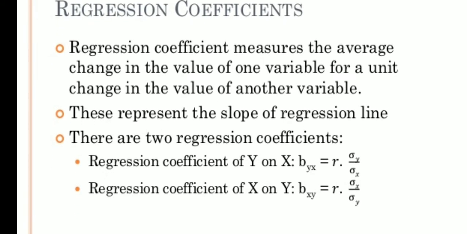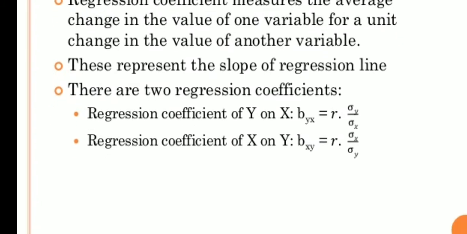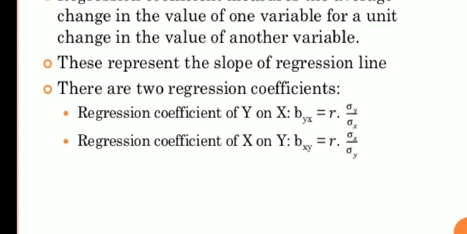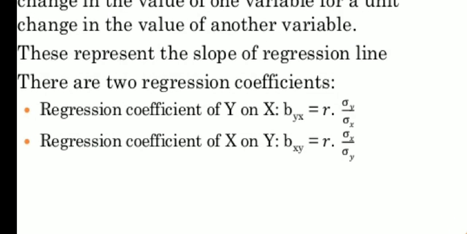Now regression coefficients. The regression coefficient measures the average change in the value of one variable for a unit change in the value of the other variable. These represent the slope of the regression line, which is known to you already. So there are two regression coefficients. One is the regression coefficient of y on x, byx, which is equal to r into sigma y upon sigma x. Similarly, the regression coefficient of x on y is bxy, and y on x is byx.